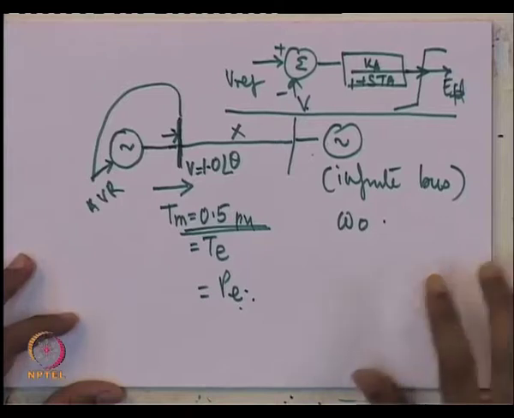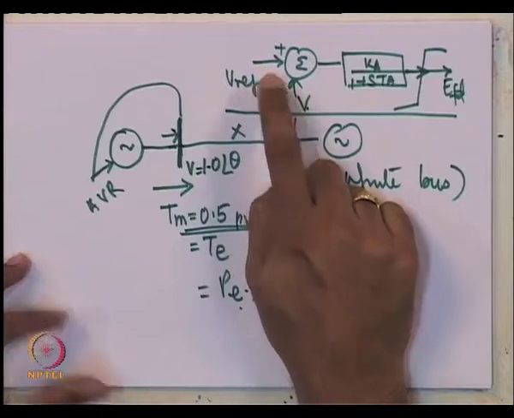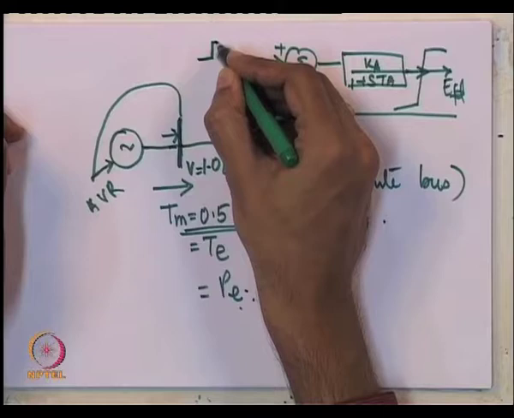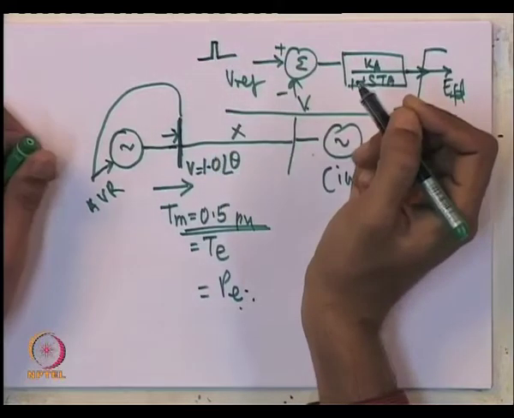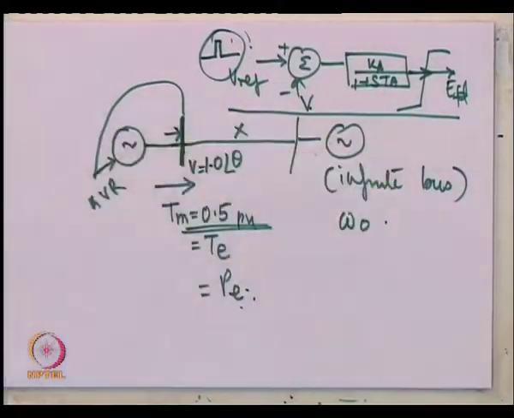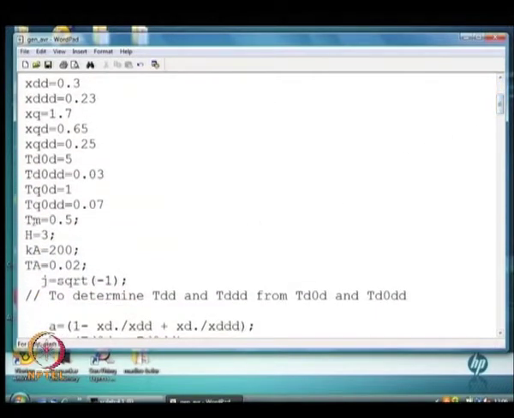Thereafter, what I will do is give a small disturbance here. I will increase Vref at 5 seconds for a short while and dip it back. I will do that and then we will see what happens. Now, just to keep things in perspective, what we are going to do is simulate the system. So, you have to feed in the data. We will give Tm equal to 0.5 per unit. This is the gain and time constant of the AVR.